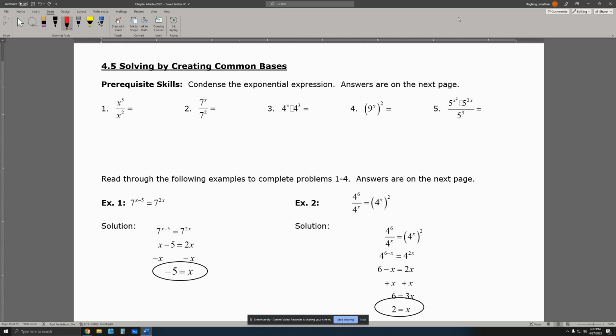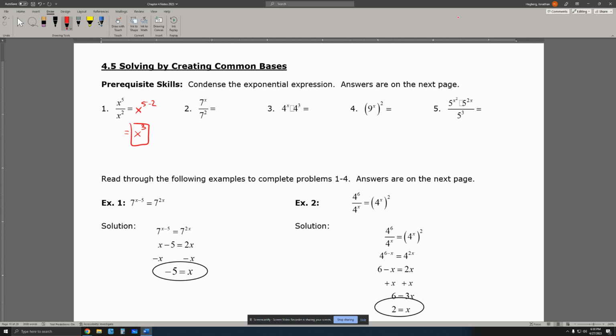To start, we have to go over some prerequisite skills, some of our exponent rules. So in number one, we have x to the fifth divided by x squared. When we divide exponents with the same base, we subtract the powers. So this is equal to x to the 5 minus 2. This is our quotient rule for exponents. 5 minus 2 is 3, so our answer is x cubed.